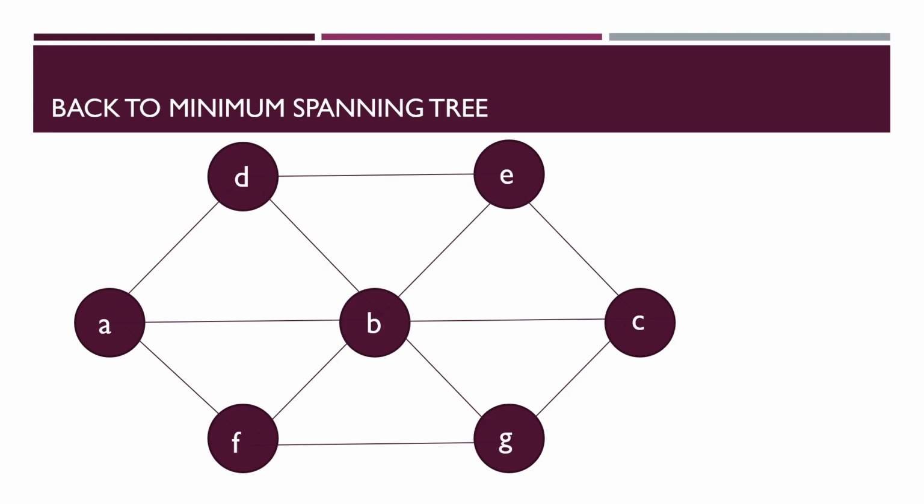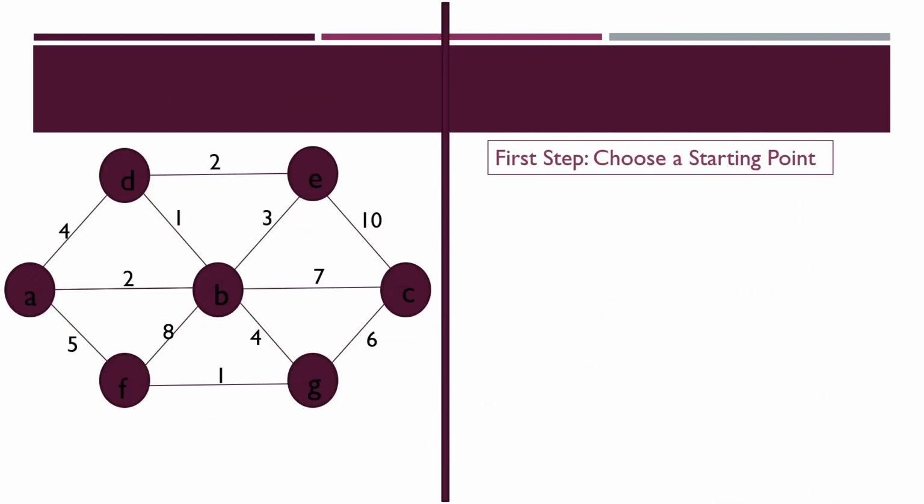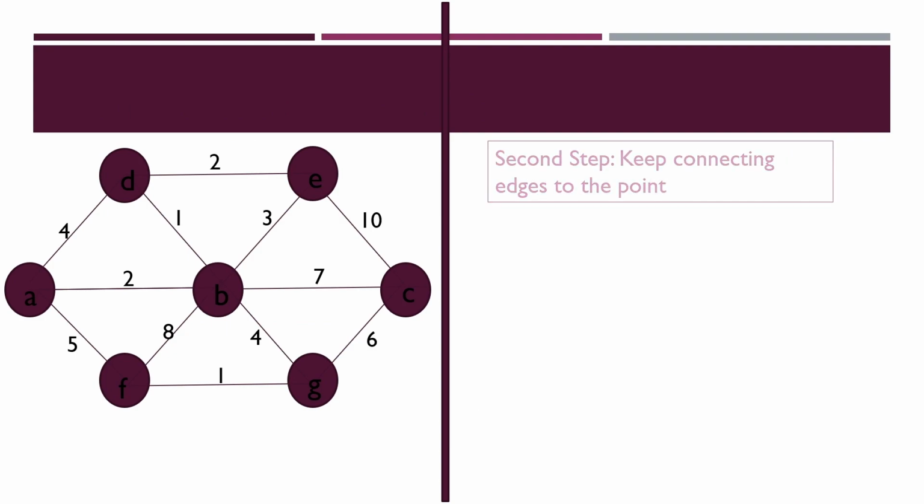Here we have a graph tree containing nodes from A to F with the weights all around it. Of course, these are the rules that we mentioned before. All the vertices should be connected, and there should be no cycles in the minimum spanning tree, and of course it should have the minimum weight on each edge. First of all, we choose a starting point. Let's pick A, for example, as a starting point.